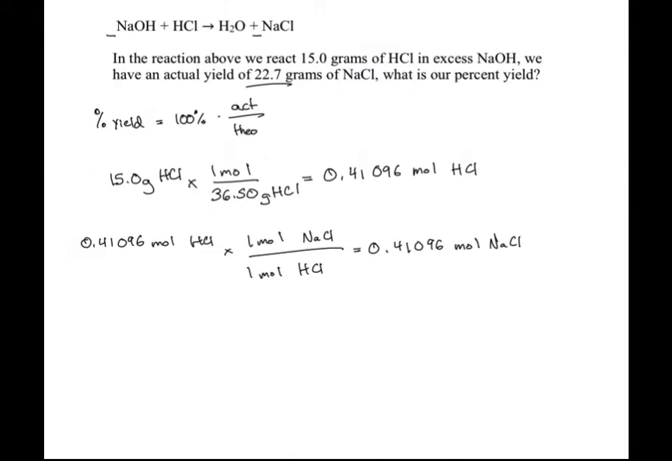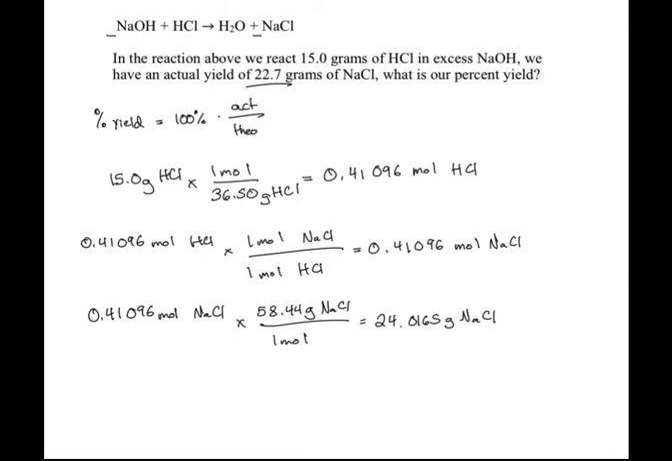Lastly, we're going to get this into grams because we want to do all of our percent yield calculations in grams. So 0.41096 moles of NaCl multiplied by the molar mass, which is 58.44 grams of NaCl per 1 mole. And we see that this is 24.0165 grams of NaCl. So if this reaction had proceeded perfectly, we should have produced 24.0165 grams of NaCl. In fact, it did not. We only produced 22.7 grams of NaCl.